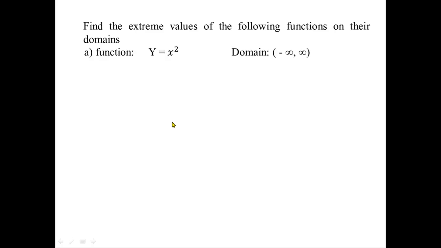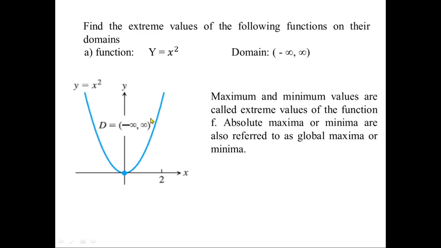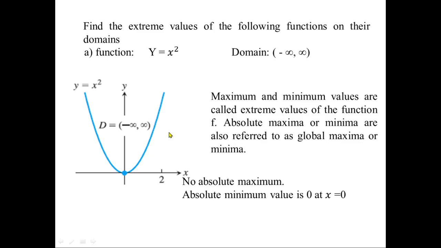Suppose the function is given as y equal to x square and the domain is minus infinity to infinity. That function, y equal to x square, is the parabolic function, and the domain is minus infinity to infinity. Those are open intervals. So there is no absolute maximum, because the limits are infinite, minus infinity to infinity. No absolute maximum and no absolute minimum. At x equal to 0, y is also 0.